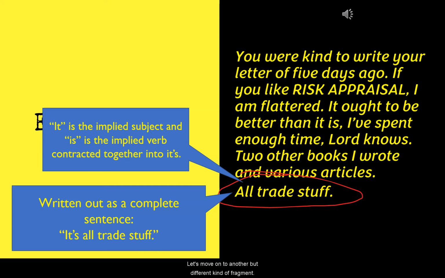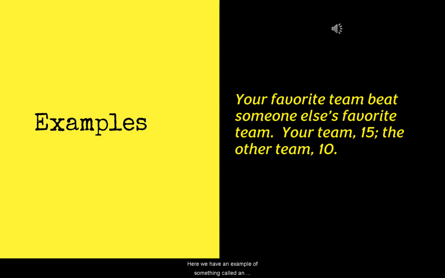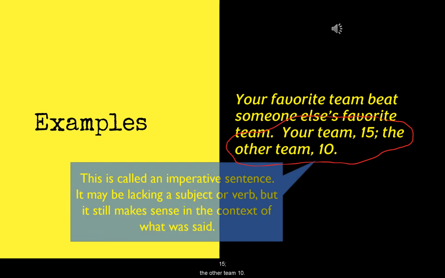Let's move on to another but different kind of fragment. Here we have an example of something called an imperative sentence. Your favorite team beat someone else's favorite team. Your team, 15, the other team, 10. The imperative sentence is the last sentence, your team, 15, the other team, 10. This sentence lacks a verb but still makes sense because of the context in which it exists.